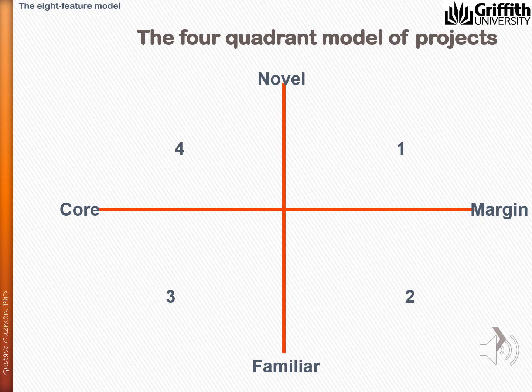Something important to notice from this four quadrant model of project typology is that the role of the project manager is conditioned by the context in which the project evolves. In other words, the project can be in any of these four quadrants, but this depends not only on the actual features of the project, but also on the context in which the project evolves.